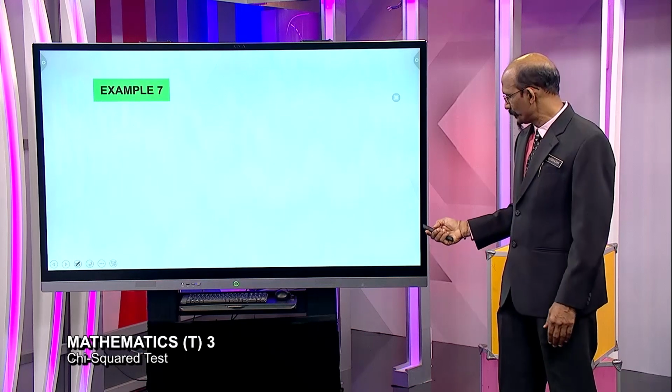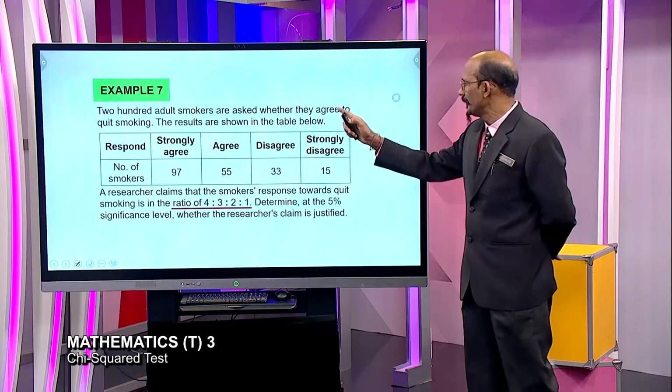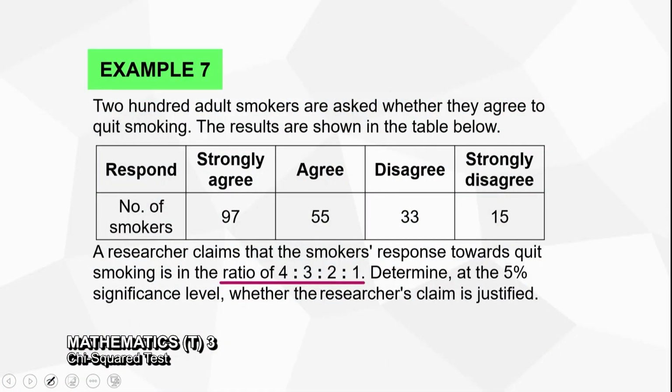For one example: 200 adult smokers were asked whether they agree to quit smoking. The results are shown in the table. The researcher claimed that the smokers' responses toward quitting smoking are in the ratio 4:3:2:1. That means this is the distribution, so this comes under the goodness of fit test. Determine at 5% significance level whether the researcher's claim is justified, whether it is true or false.